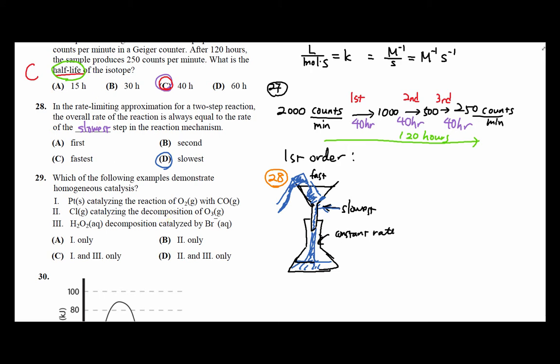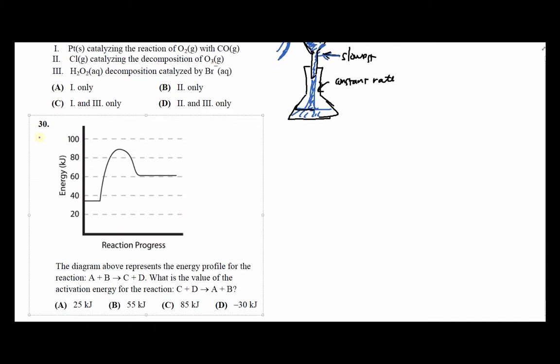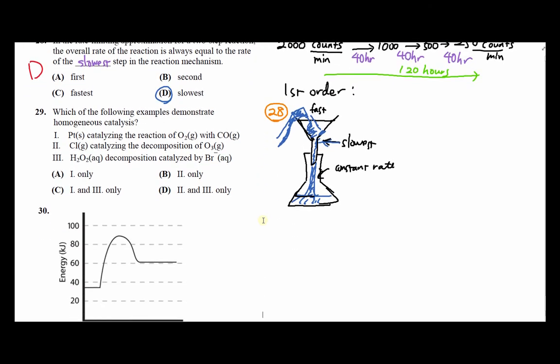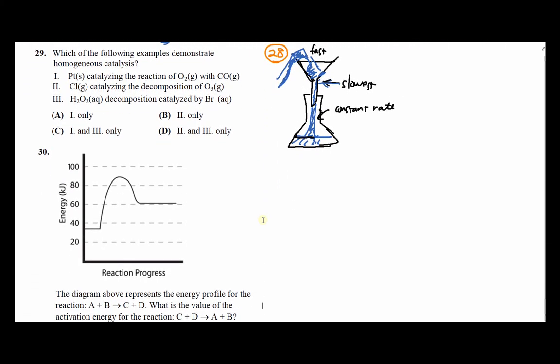So answer is D. Now number 29. Alright, much better. Which of the following examples demonstrate the homogeneous catalyst? When you see homo, this means same in the prefix. In other words, we have a catalyst in the same state as what it interacts with.